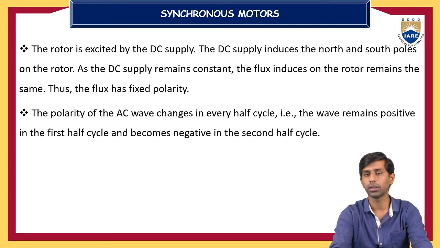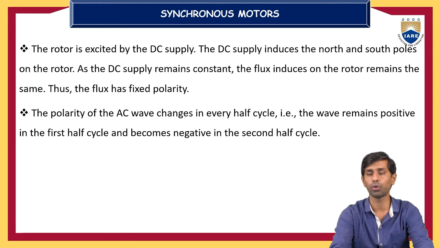The speed of the rotating magnetic field depends on the frequency as well as the number of poles of the machine. Whereas on the other side, the rotor structure is excited by a DC supply, and it also produces a magnetic field which has fixed polarities, fixed poles like north and south poles on the two sides of the projecting pole rotor.